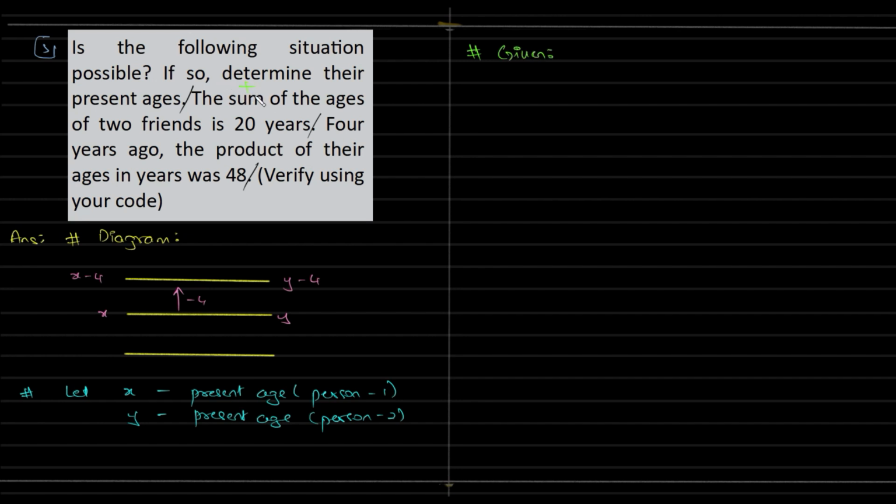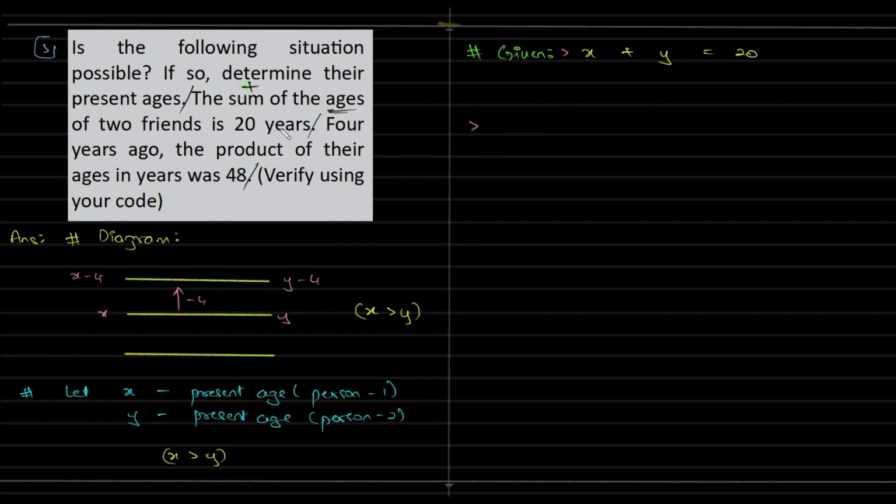The sum is addition of the ages. So their present ages x and y. When they tell ages, there's no past or future being referred to over here. So they're talking about present age. So present age is x plus y. Sum of their ages is equal to 20. So we can mention here that x is greater than y just in case. Right? This is your first equation.